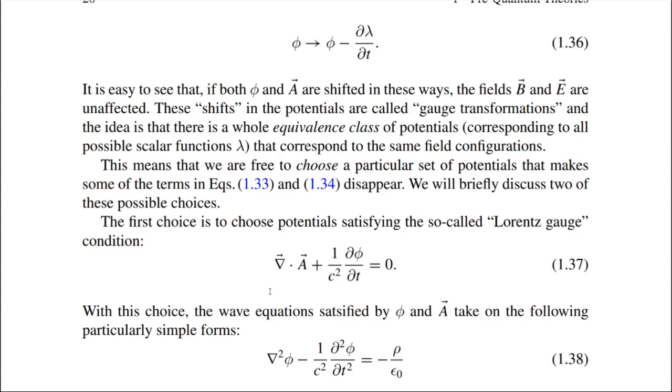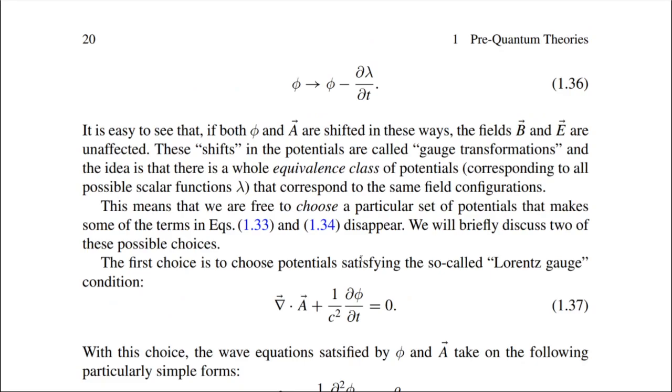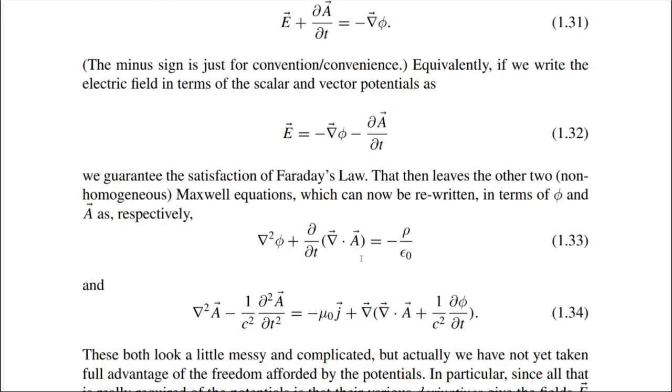So these given conditions allow us to play a little with the abstract numbers. If we consider equation 1.37, the gradient of A plus 1 by c square dou phi by dou t to be equal to 0, then if we apply the condition to equation 1.34, we'll have the right hand side be only the del square A minus 1 by c square dou square A by dou t square will be equal to minus mu naught J vector.